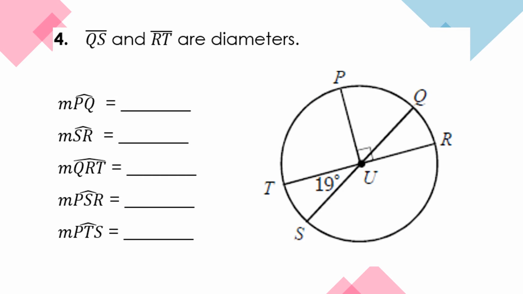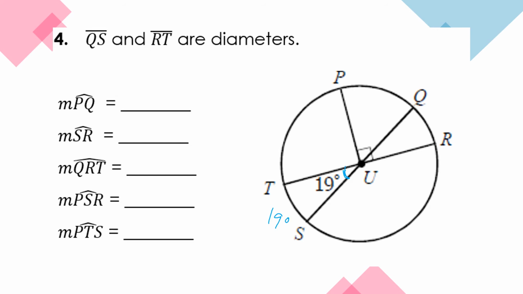All right, so for number 4, also we've got some diameters. QS is a diameter, and so is RT. That makes U the center, which means we've got a bunch of central angles. We've got a 19-degree angle, and we also have a 90-degree angle. So let's look at that 19-degree angle first. That would be TUS. So that means arc TS, or ST, is going to be 19 degrees as well.